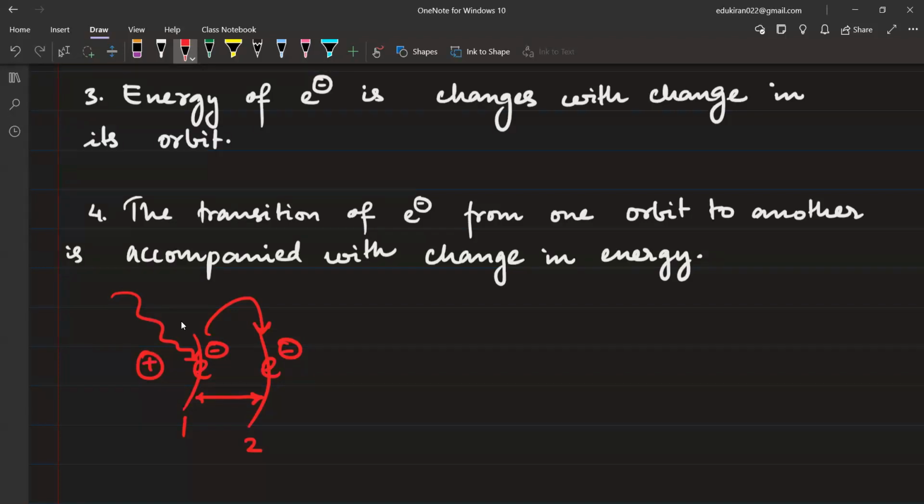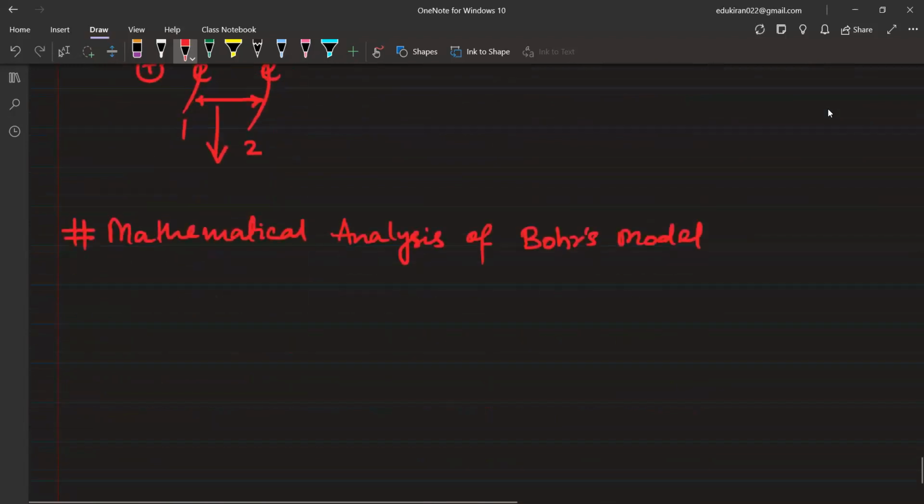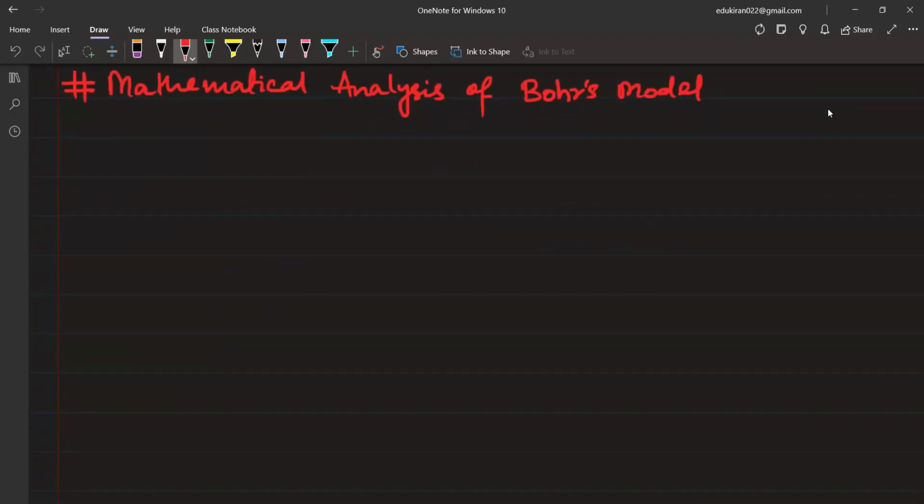Okay. So these are not actually speaking shells, but we say that it jumps from 1 to 2 so that you understand it a bit well. It goes from first shell to second shell, and it is accompanied with change in energy. Okay. Now let us see the mathematical analysis of Bohr's model. Number one, he gave the radius of atom, or rather the radius of an orbit.